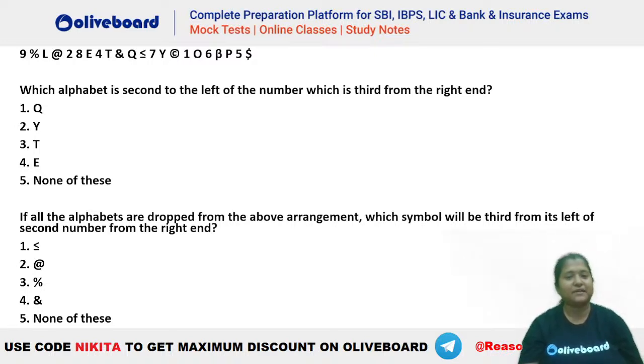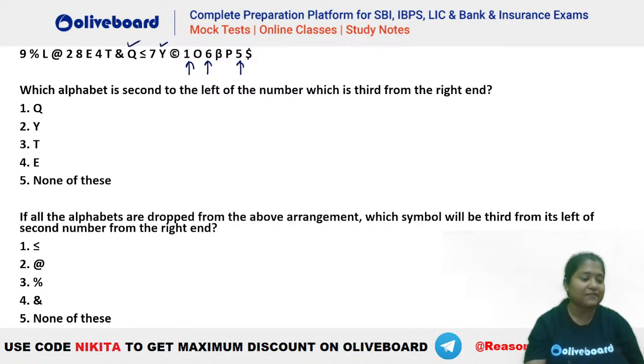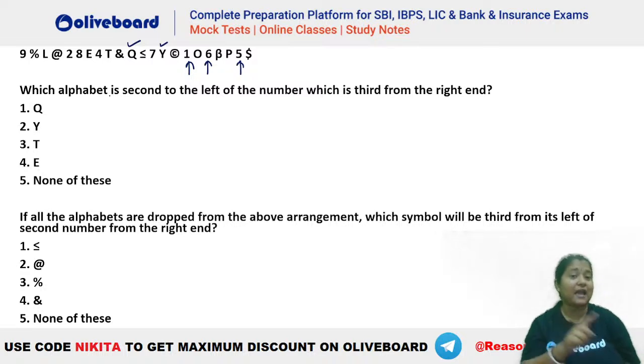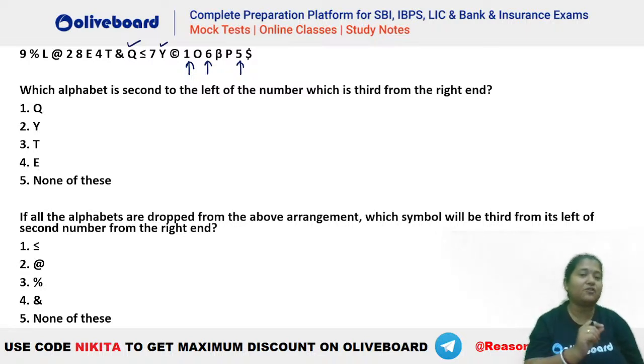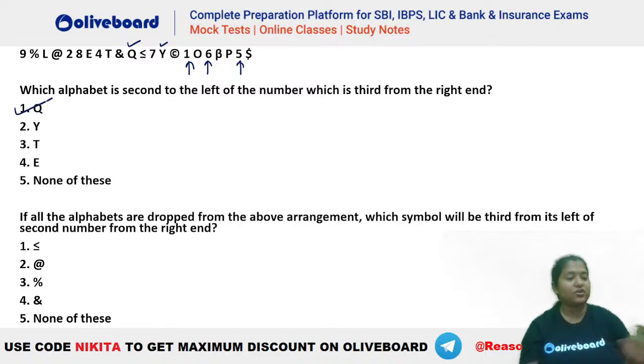Okay, Harsh says it should be T. Okay. So which alphabet is second to the left of the number which is third from the right end? Okay. So which is the number which is third from the right end, guys? Quickly tell me. You can see first number from the right end is 5, second number from the right end is 6, third number from the right end is 1. Okay. So 1 is the third number from the right end. Now which alphabet is second to its left? You can see first left is Y, second left is Q, isn't it? So first alphabet to the left of 1 is Y, second alphabet to the left of this will be Q. So the answer to the first question will be Q.